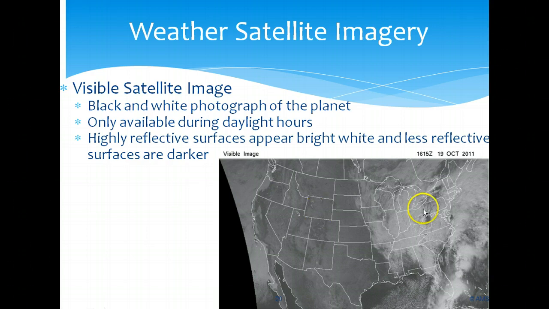Therefore, we can see over in this area some reflected surfaces appearing white, which are probably clouds that are associated with this. Whereas over in this western part of the United States at this particular time on 19th of October in 2011, there were very few clouds associated with that particular image.